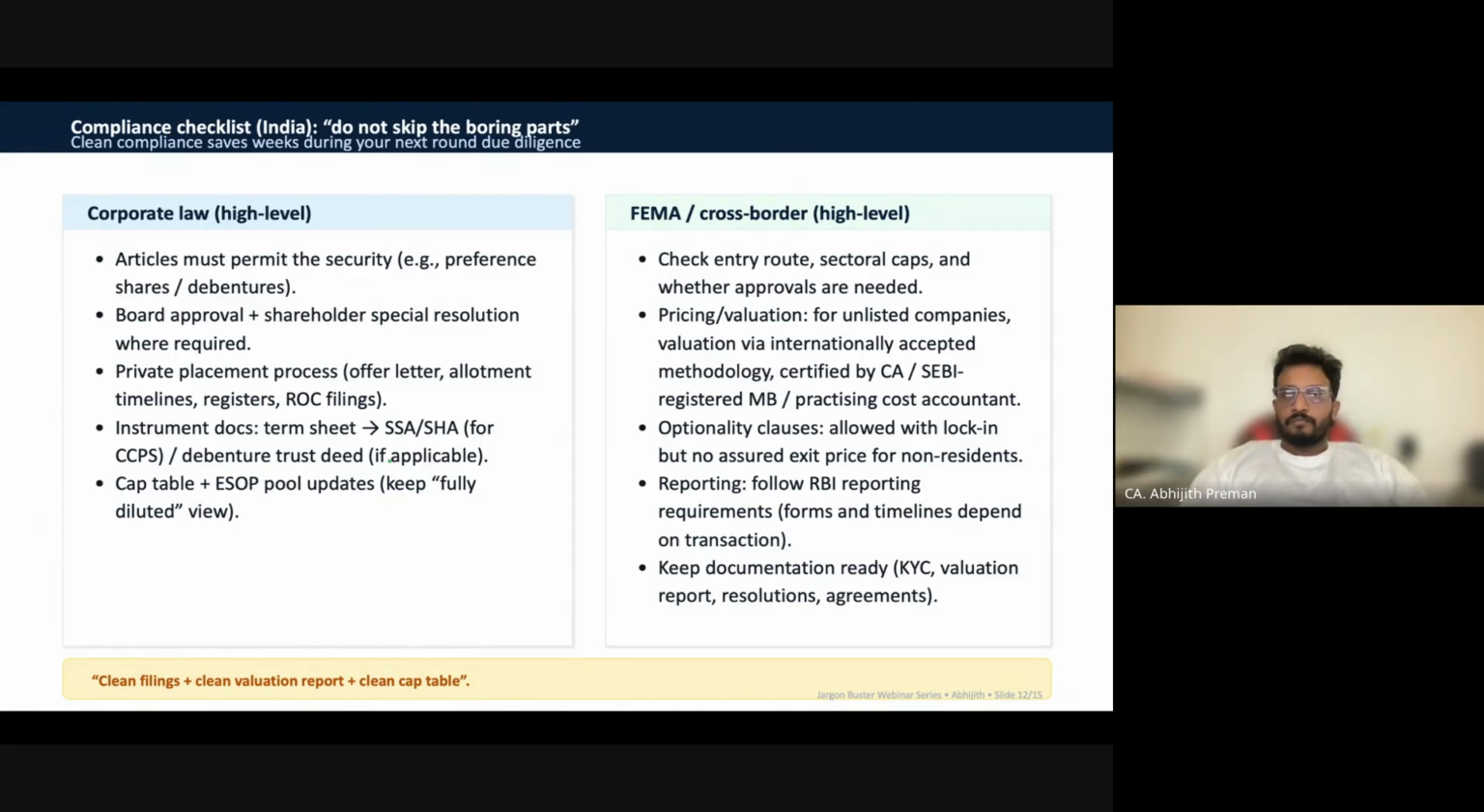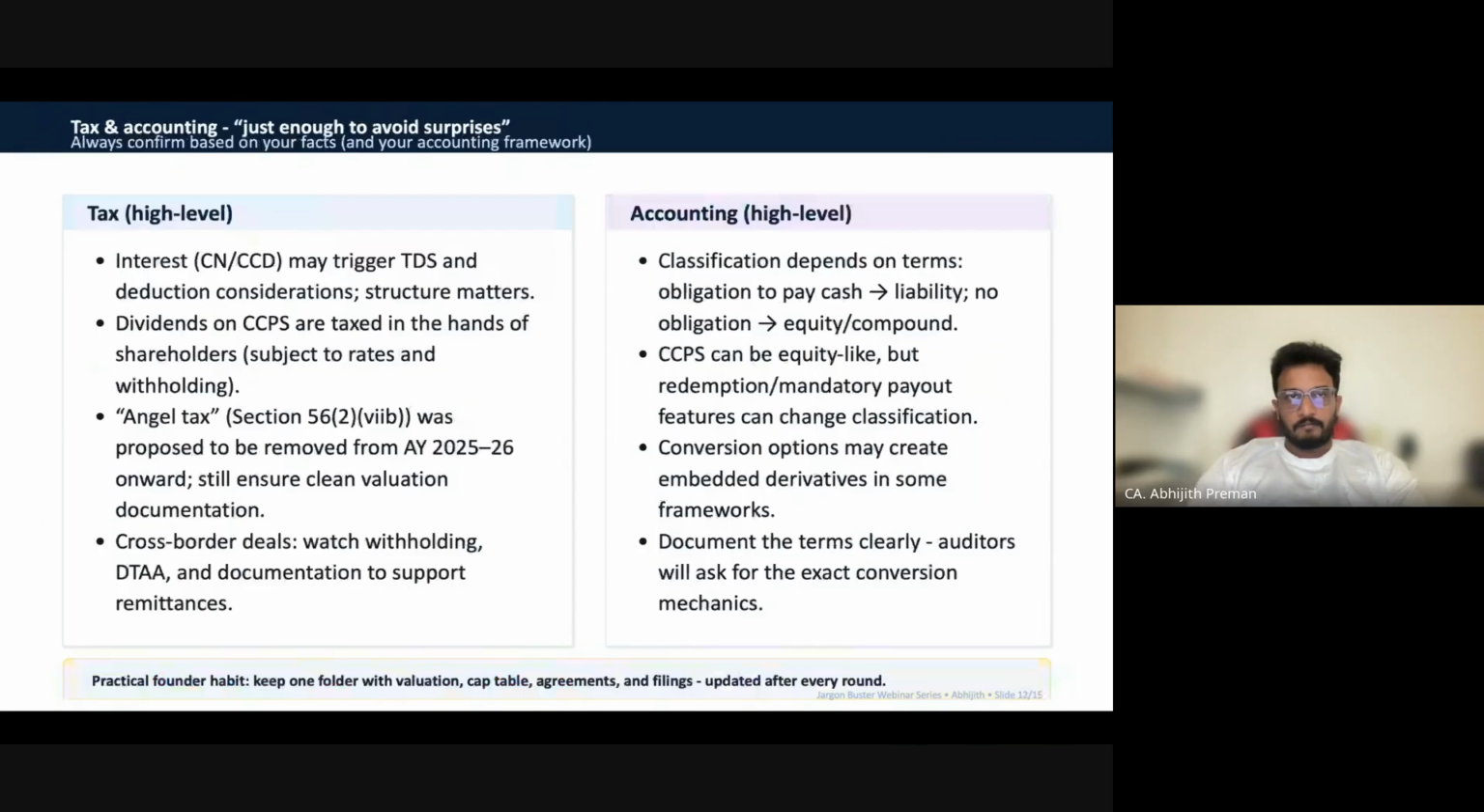Then pricing or valuation for unlisted companies: valuation via an internationally accepted method, certified by a CA or a SEBI registered merchant banker, is required. Then optionality clauses are allowed within lock-in, but not an assured exit price for a non-resident. After that, you'll have to do the RBI reporting on the FIRMS portal. Then keep the documentation ready: KYC, valuation report, resolution, agreement, FIRC, foreign inward remittance certificate. All those things you have to keep handy. Okay, then clean filings plus clean valuation report plus clean cap table. That's the kind of mantra you should have.